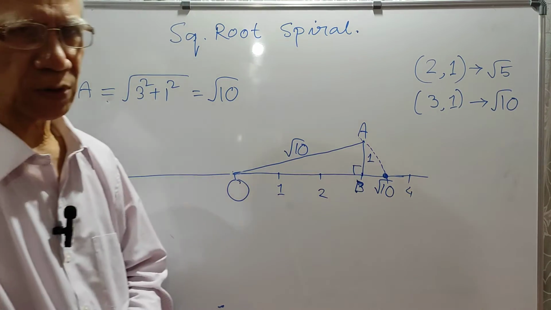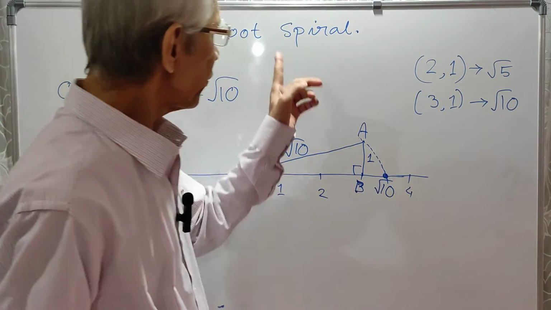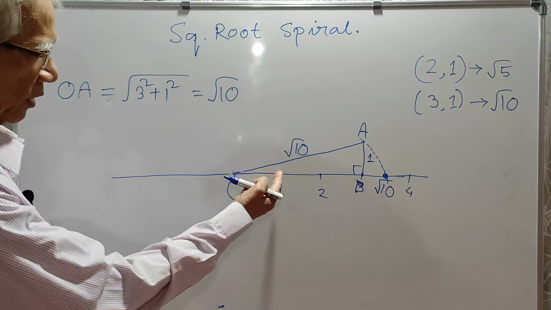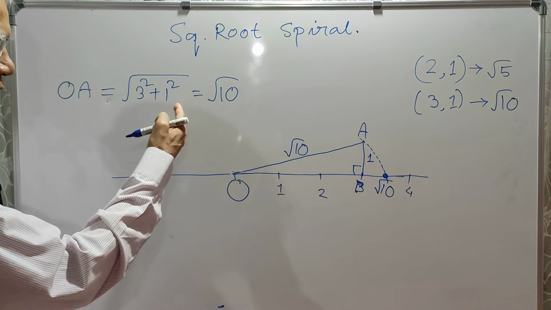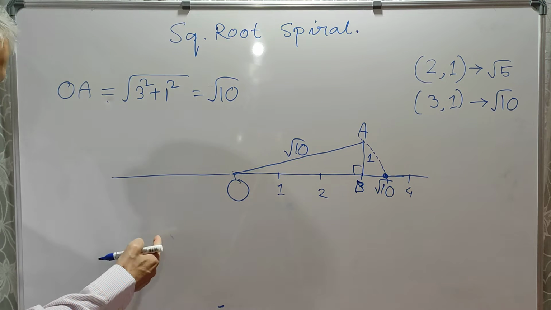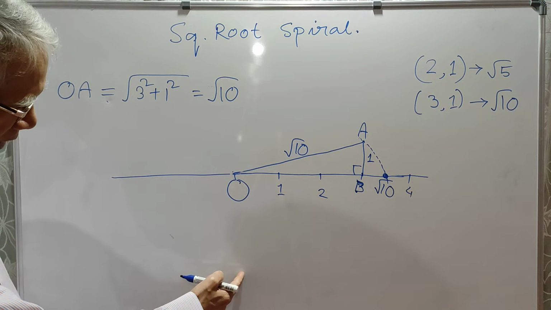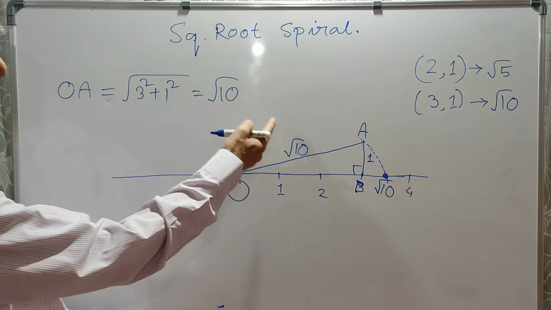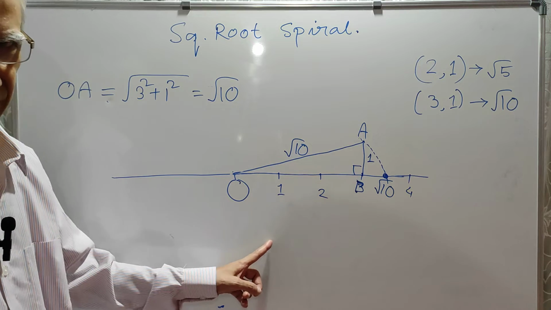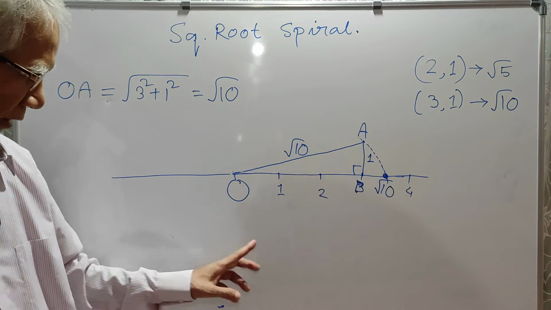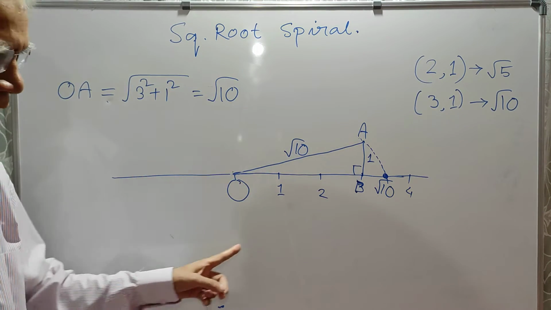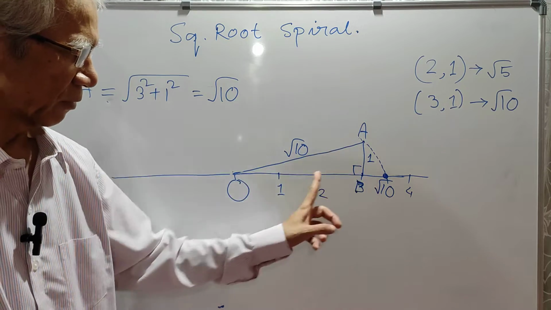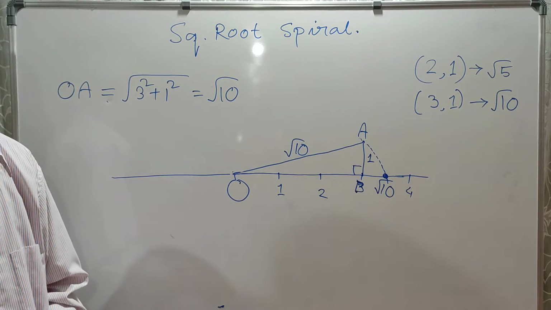Suppose in the exam you are asked to locate root 10. If we use the spiral, it will go this way: root 2, root 3, root 4, root 5, root 6, root 7, root 8, root 9, root 10. It will come up to here, I think. It will be a very long drawing, time taking, a large amount of work in drawing. But if you do it this way, taking 3, 1, you can do it quickly.